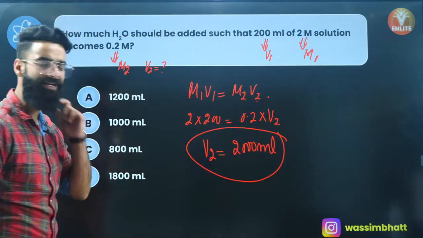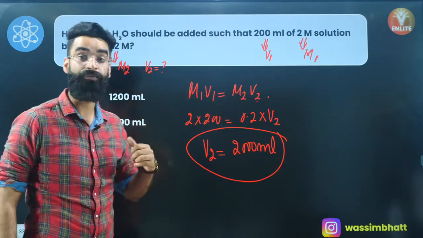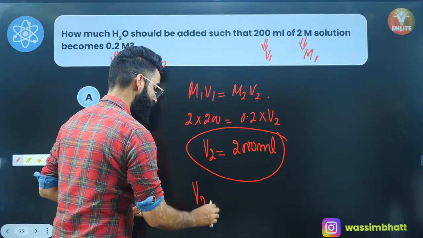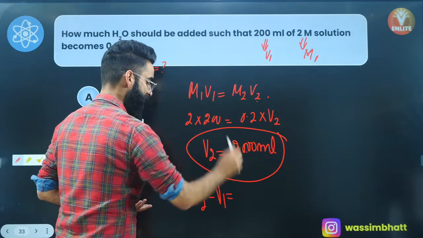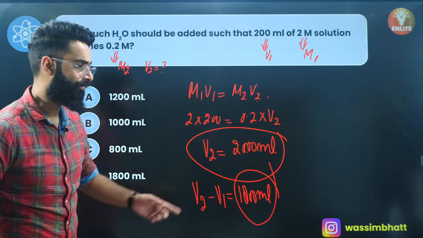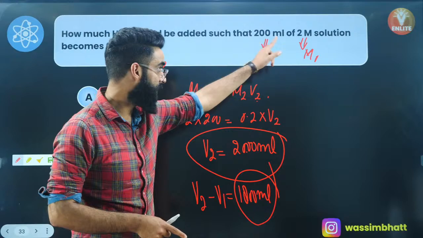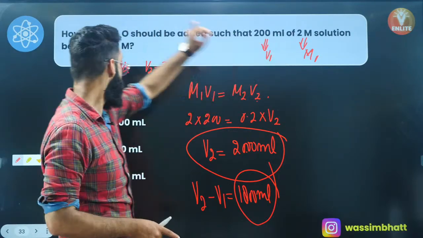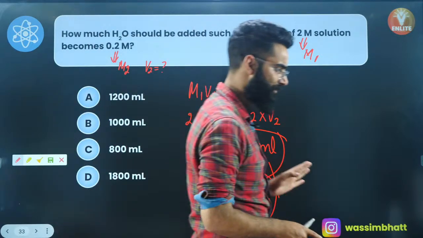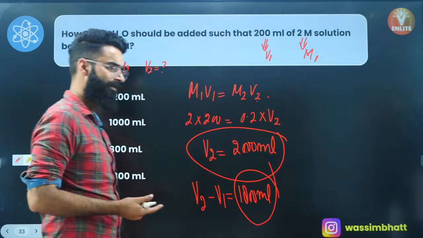But do I need to calculate the final volume of solution or the volume of solvent added? I need to calculate the volume of solvent added, the volume of water added. So the volume of water added is going to be final volume minus initial volume: 2000 minus 200 comes out to be 1800 milliliters. So this is basically the volume of water which has been added. Then only 200 ml of 2 molar solution becomes 0.2 molar, right? Perfect. I'm sure you can solve these sorts of questions from now onwards, and that too easily, right?